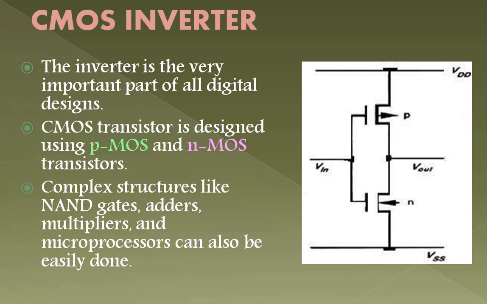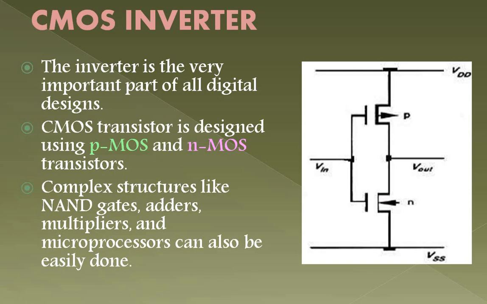We have three basic gates: AND, OR and inverter. Without an inverter we are not able to get XOR, NOR or NAND. So this is one of the very important parts of logical design and digital design circuits. Without an inverter we are unable to design any particular circuit. Out of that, we are going to see the CMOS inverter today.